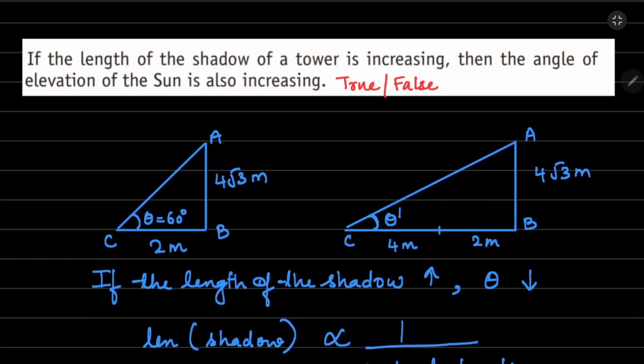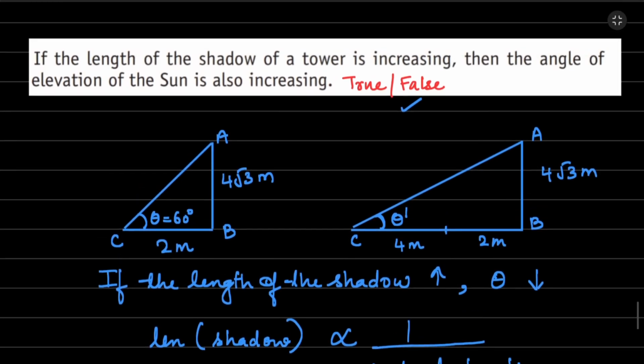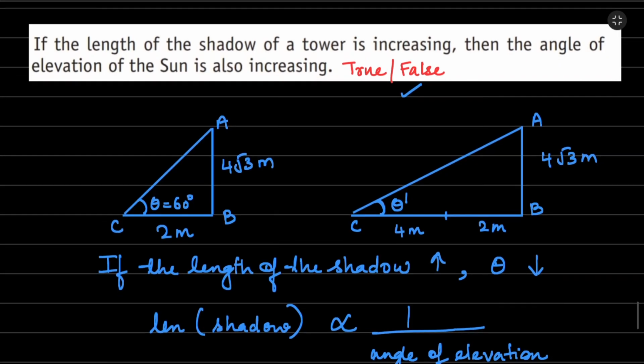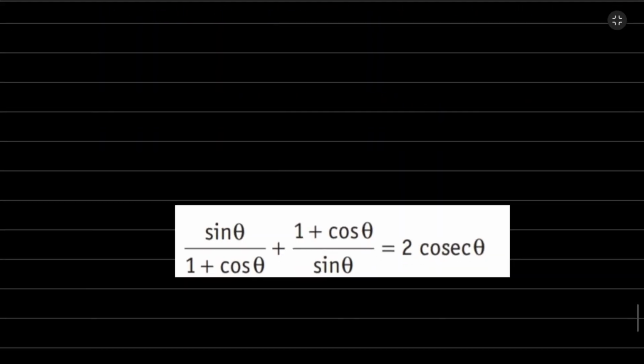Now let us read it again. If the length of the shadow of a tower is increasing, then the angle of elevation of the sun is also increasing. So it is false. It does not increase. The angle of elevation of the sun decreases, right? So you can justify it if it is asked, and this is how you have to remember this concept. Let's move on to the next question.